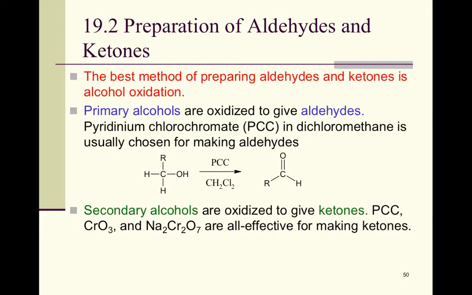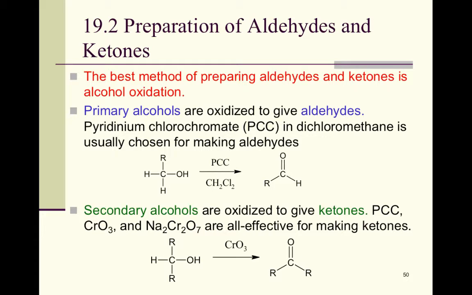So primary alcohols are oxidized to give aldehydes, secondary alcohols are oxidized to give ketones, and we can go ahead and use PCC. We can also use CrO3, and the sodium chromate also are all effective for making ketones. So in this case, I have a secondary alcohol. Again, I'm explicitly showing you this to show you it goes from sp3 to sp2, and again, we make a ketone.